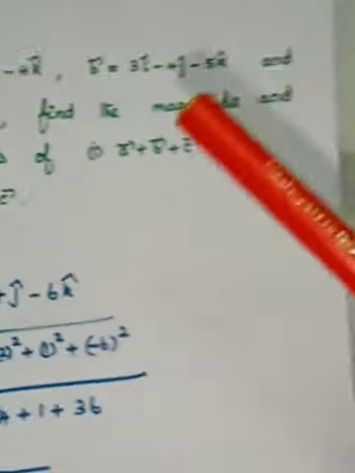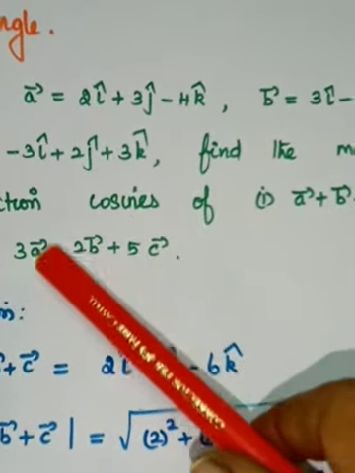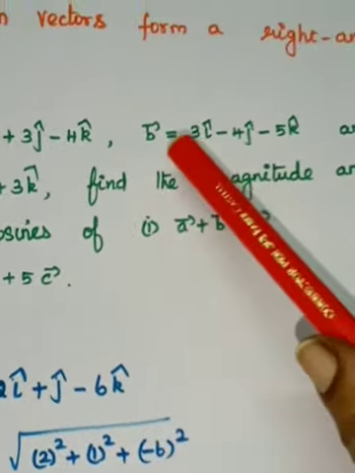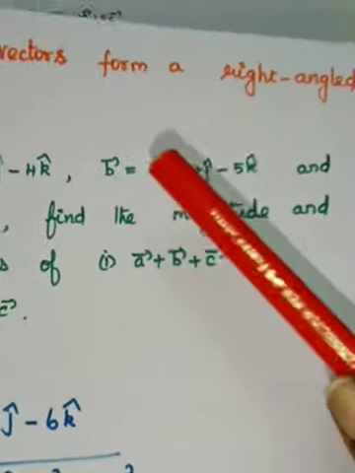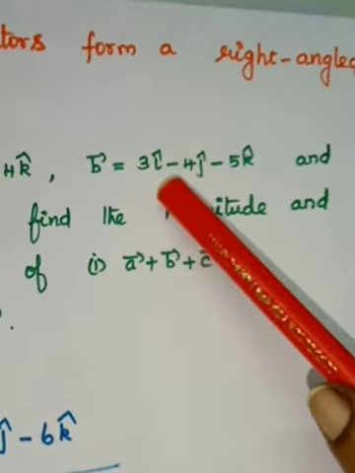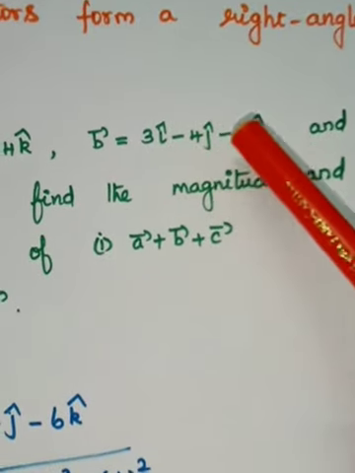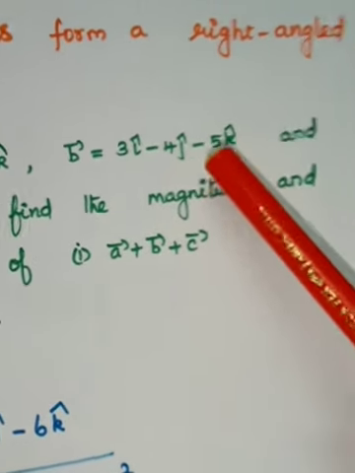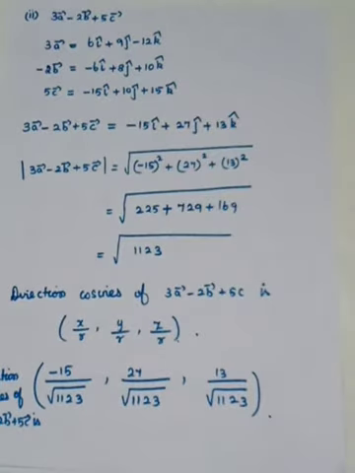And next one, what is asked here? Minus 2 b. So I am going to find minus 2 b itself. The b vector has to be multiplied with minus 2. So it is minus 2 into 3, that is minus 6 i cap. Minus 2 into minus 4, so plus 8 j cap. Minus 2 into minus 2, that is plus 10 k cap. I have written minus 2 b itself.